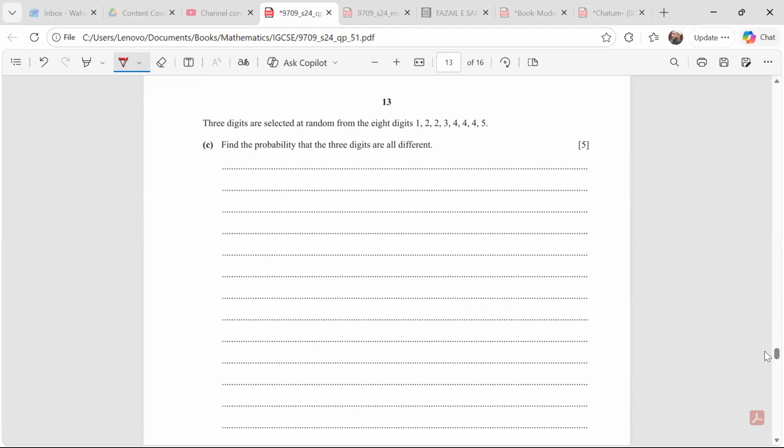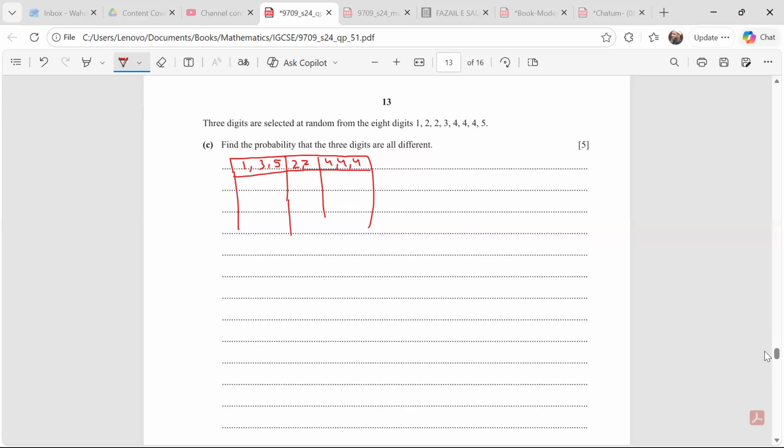So let's see what kind of numbers we have. Let me make a table here. One group is 1, 3, and 5. They're all unique numbers. In the other groups, I have two twos, and I have three fours, right? So these are the three groups I have.